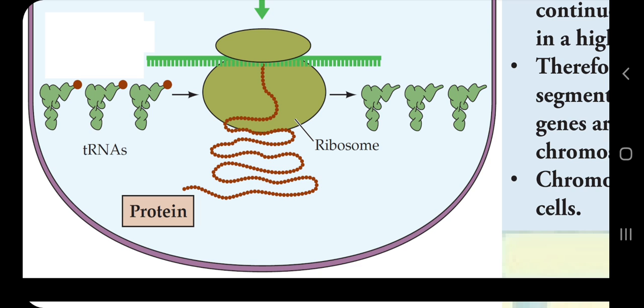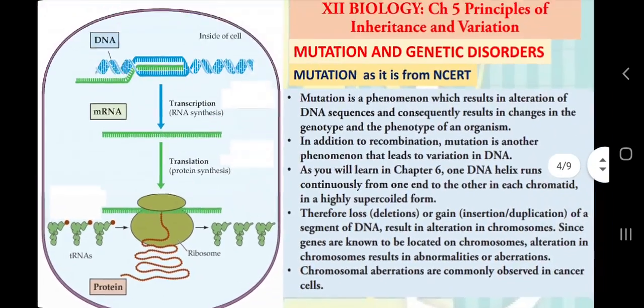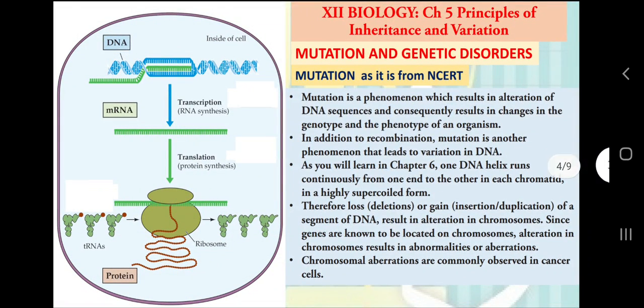So what DNA does in any cell, or within organisms, is very simple. DNA makes RNA molecules, and those RNA molecules make proteins. It is not that simple, it is a very complicated process, and we are going to learn each and everything in depth in chapter 6.